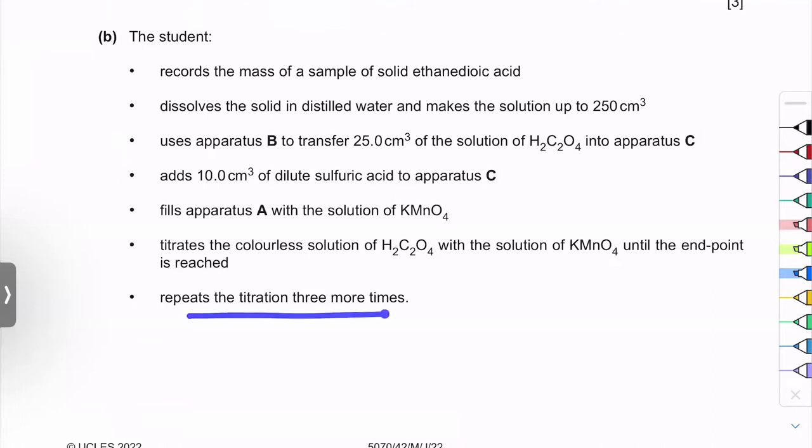And then he repeats it. Why is he repeating it? To get the average. Yeah, to get the average. So why is an average important?